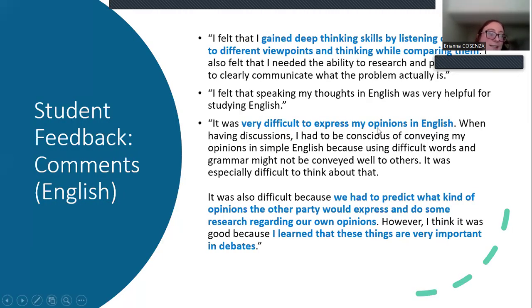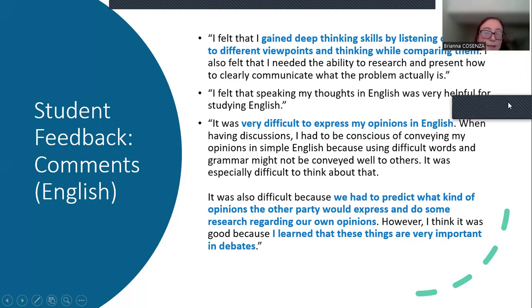I also asked some students to just give me some feedback and some comments, so I'll just quickly go over some now. Gain deep thinking skills by listening carefully to different viewpoints and thinking while comparing them. One student said it was difficult to express their opinions in English. And it was also difficult that they had to predict what kind of opinions the other party would express and do some research regarding their own opinions. But they learned that these things are very important in debates.